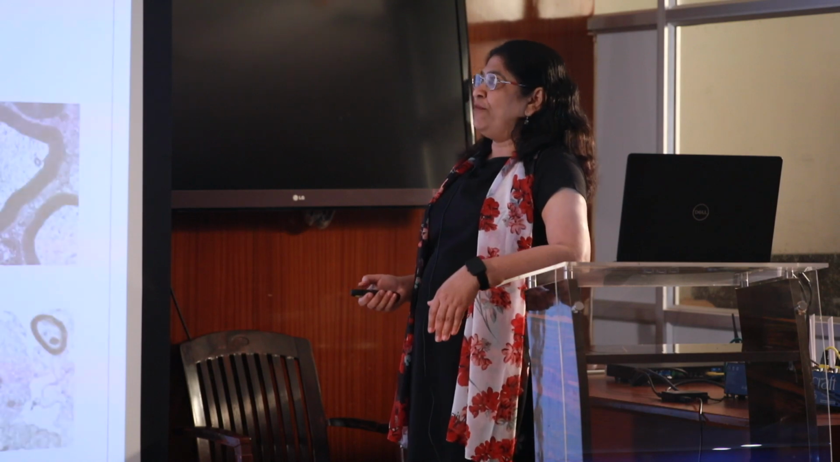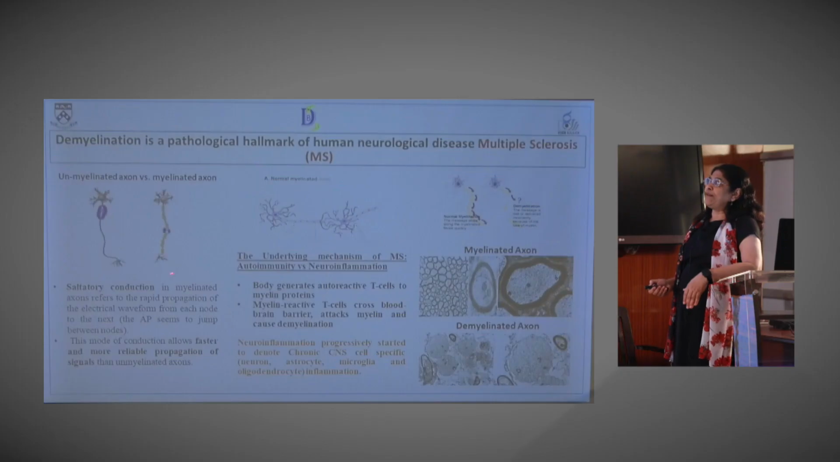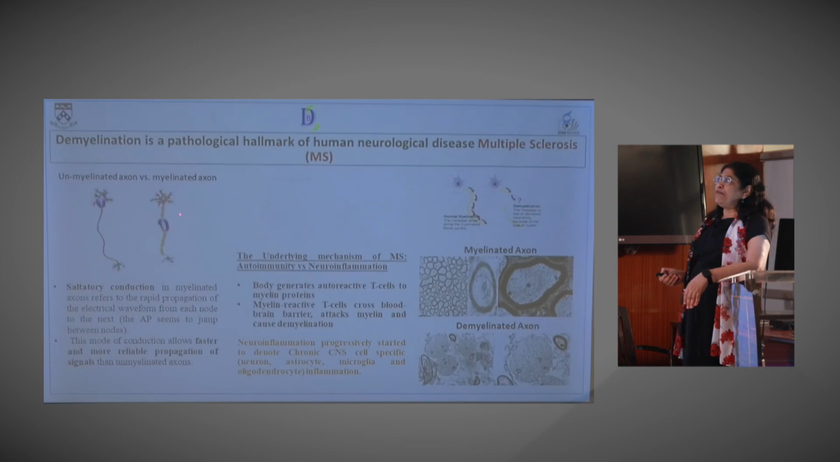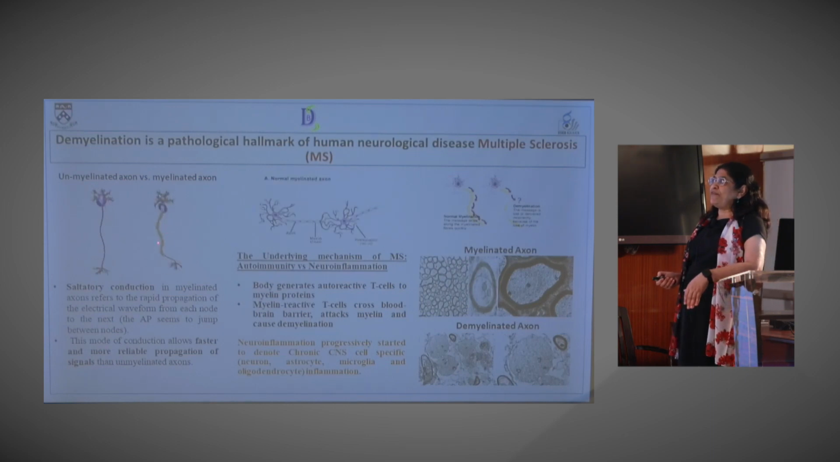As the name multiple sclerosis says, multiple etiologies, multiple causes, multiple disease mechanisms and multiple pathologies are involved. Some of the neurons are myelinated, and due to the myelin sheath the nerve impulse goes from one nerve to another very fast. That is called saltatory conduction. It jumps from one node to another node. But if it is a non-myelinated nerve fiber, the nerve impulse goes slowly.